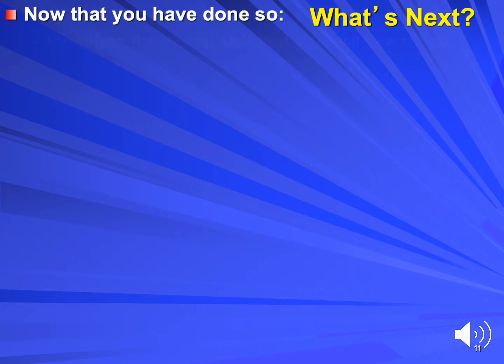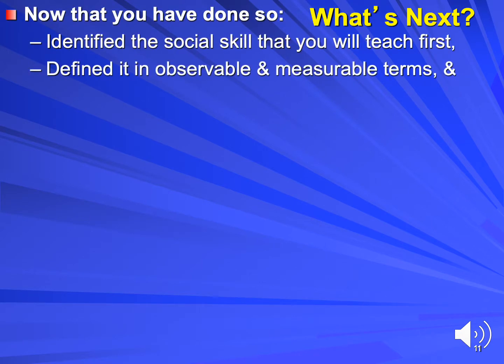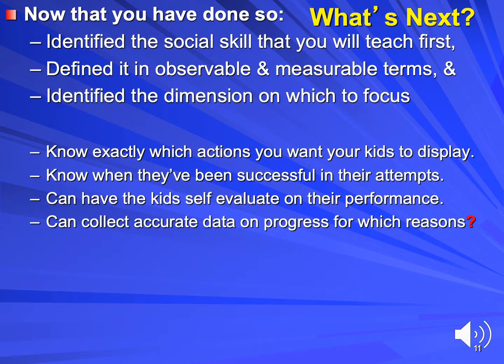Now that you've devised a precisely worded, observable, and measurable definition of the behavior, you have done so, haven't you? Yes, indeed you have. You have defined it in observable and measurable terms. You've identified the dimension of behavior, the aspect of the behavior that needs to change, the one you're going to focus on. Are you going to be focusing on the frequency, convincing the youngster through our instruction to show the behavior more often? Are you going to work on duration, the length of time that the behavior is being displayed?